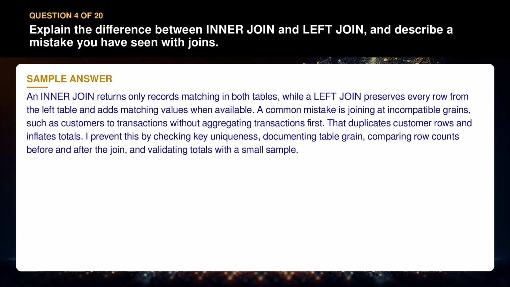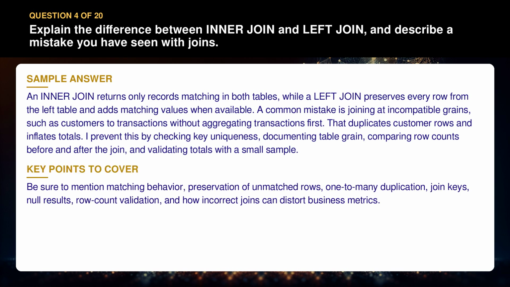I prevent this by checking key uniqueness, documenting table grain, comparing row counts before and after the join, and validating totals with a small sample. Be sure to mention matching behavior, preservation of unmatched rows, one-to-many duplication, join keys, null results, row count validation, and how incorrect joins can distort business metrics.